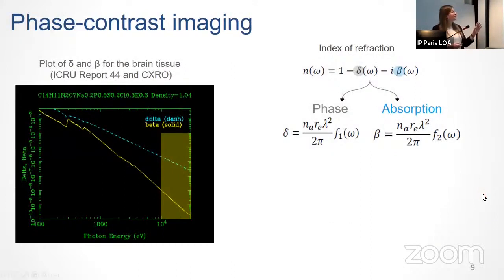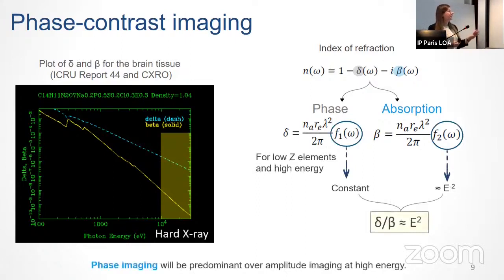So we will start by introducing that every object can be described by the index of refraction. The index of refraction has delta, the real part that is proportional to the phase, and beta that is proportional to the absorption of the object. These delta and beta have the atomic factors F1 and F2.